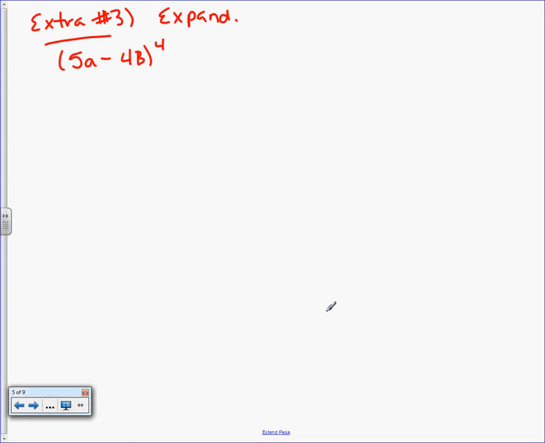Okay, so we're still going to expand it. We're going to use that formula on your formula sheet. I prefer for you to use that because that's the one you're always going to have, right? So what's n? 4, right? The exponent is n. Do you guys get that? What's a for me right now? 5a. The whole first thing is 5a. What's b? Negative 4b. Do you get that?